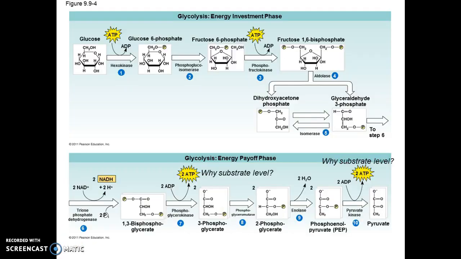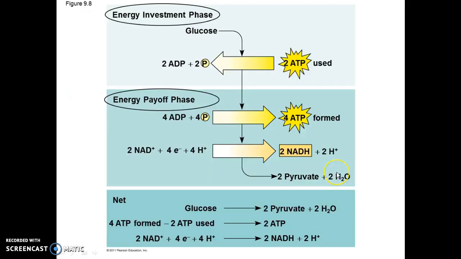Here we see the steps in more detail. We're not responsible for these details, but it is nice to see that there's a series of 10 steps, each catalyzed by its own individual enzyme. Notice that we do have these 2 ATPs being input, 4 ATPs being released, again for that net payoff of an overall 2 ATPs gained.